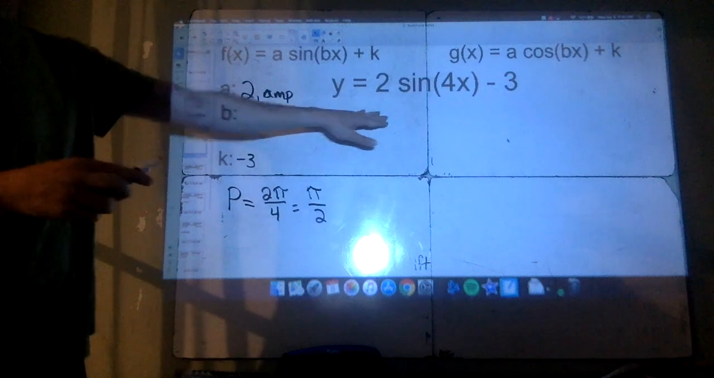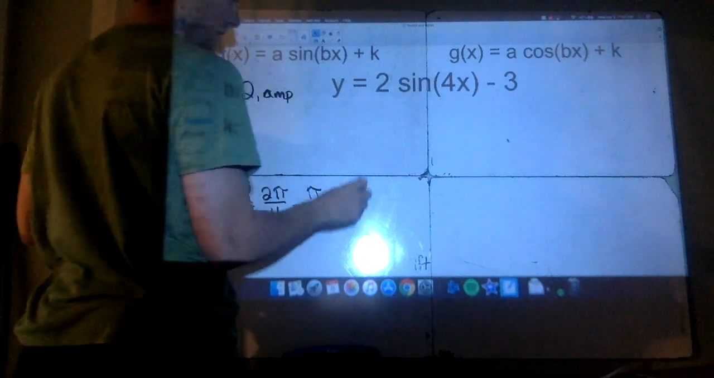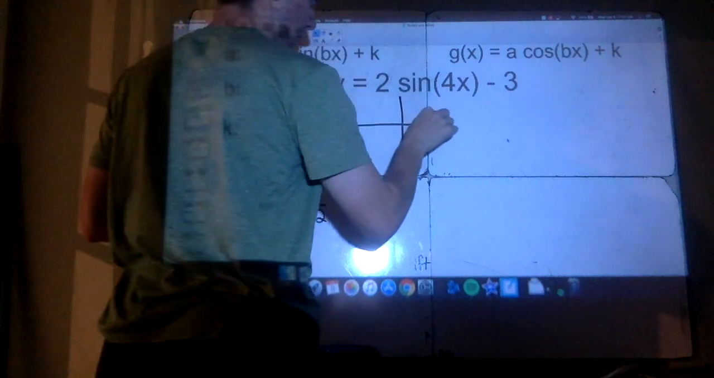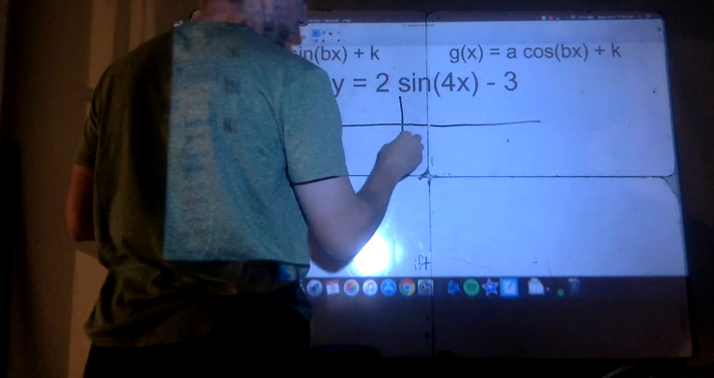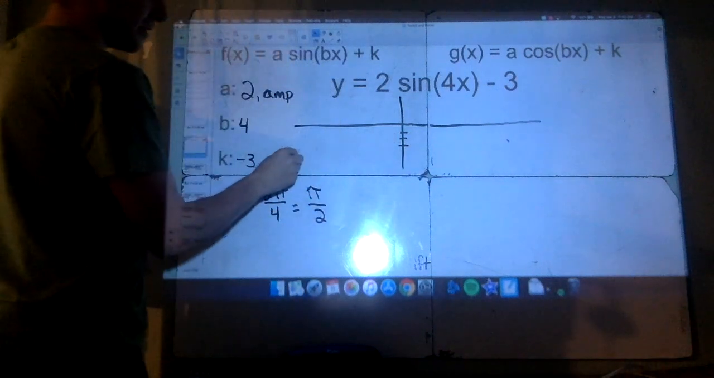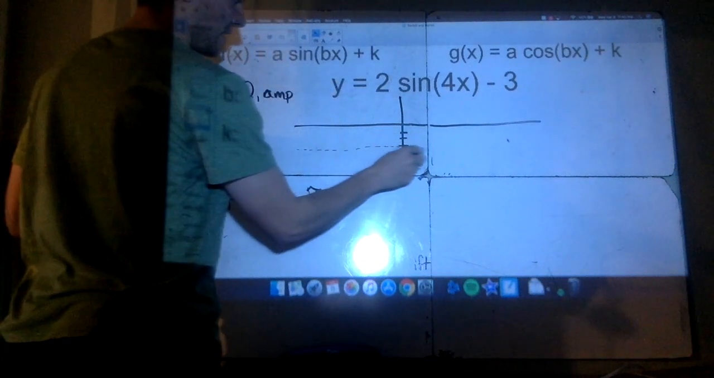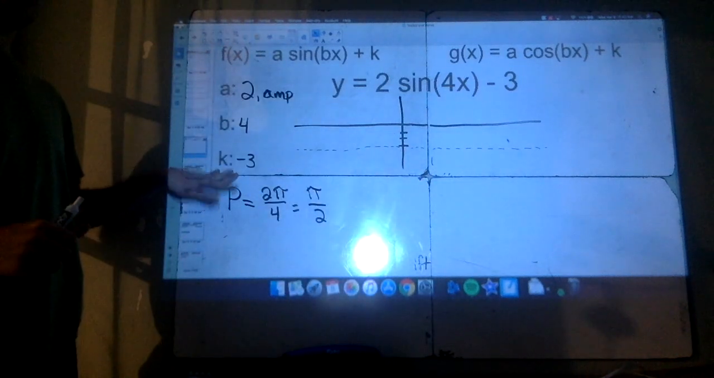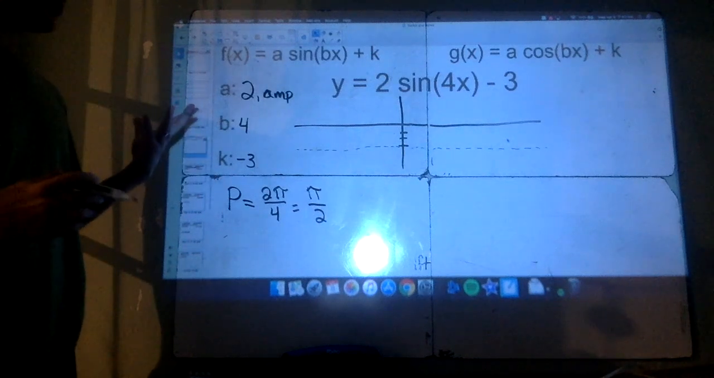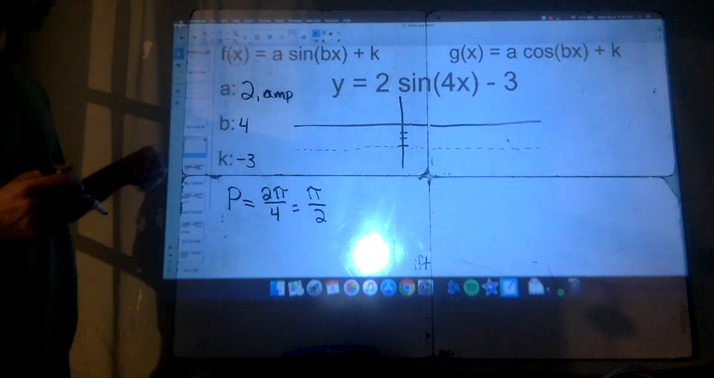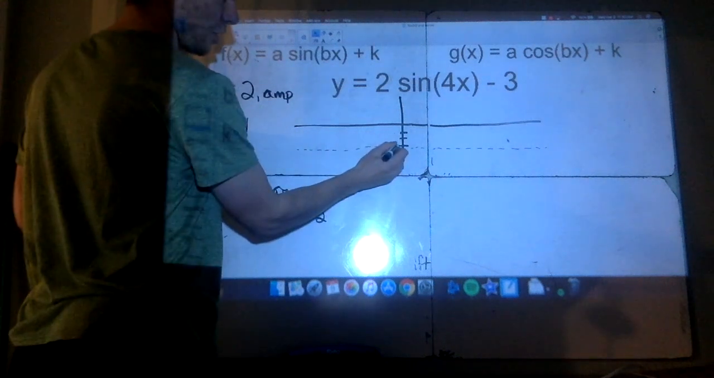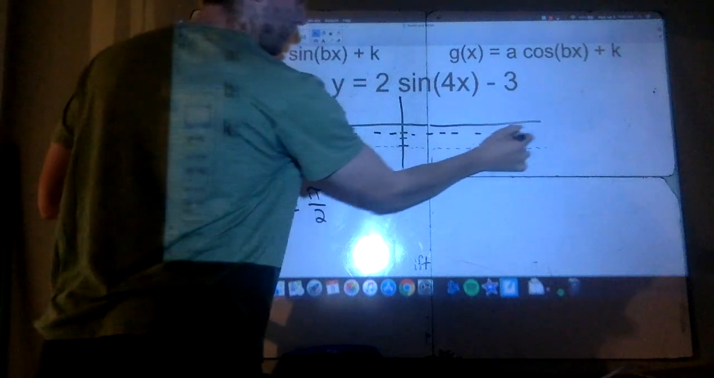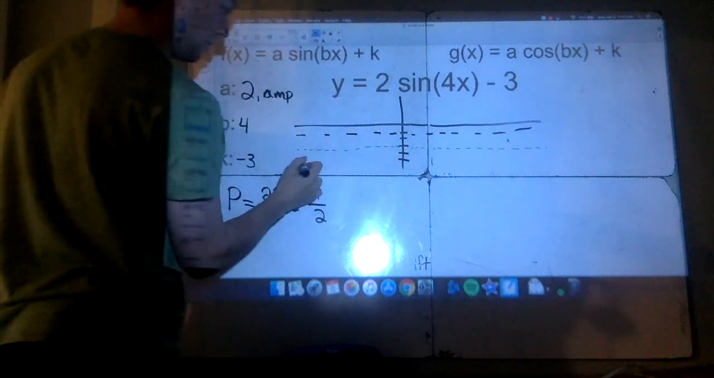All right? So if we shift it down 3 units, all right? So if we shift down 1, 2, 3, that's where our new center is. So I like to draw a dashed line there. And that's where our center is because of our vertical shift. Then we have to think of the amplitude. What's our maximum going to be? What's our minimum going to be? Well, from the center, it's going to go 2 up. And it's going to go 2 down.